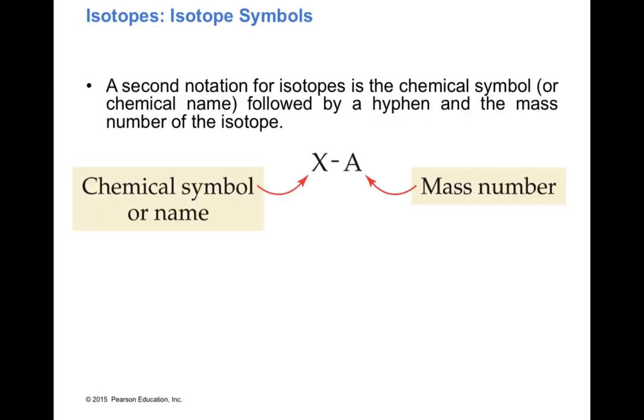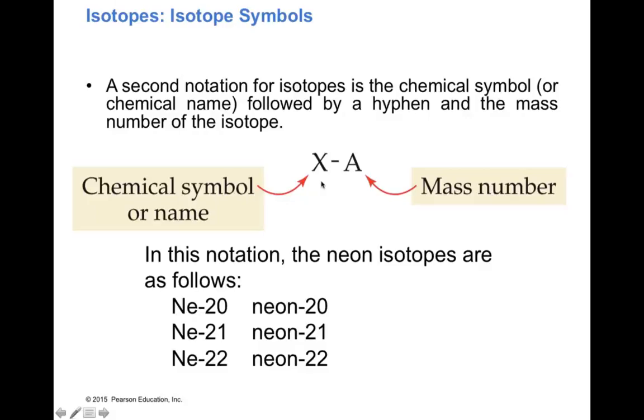A second notation for isotopes is the chemical symbol or chemical name followed by a hyphen and the mass number of the isotope. So here we have the chemical symbol and here the mass number, to make the difference between the different isotopes. One element could have maybe 6, 7, 10 isotopes. It depends on each element. Here for neon, we just have 3 isotopes: neon 20, neon 21, neon 22. You can represent them as Ne-20 and Ne-21 using the chemical symbol, or the name.